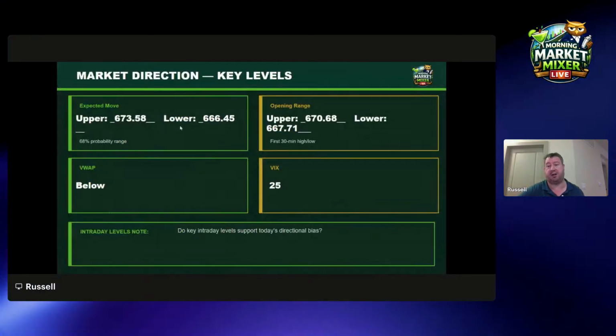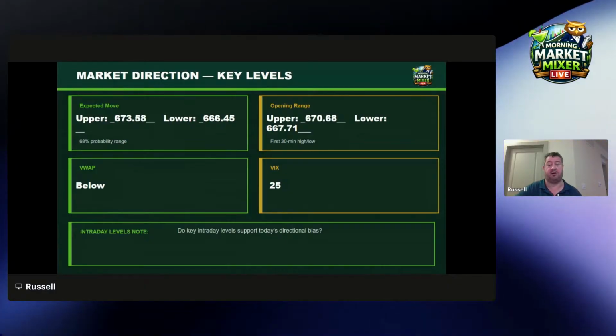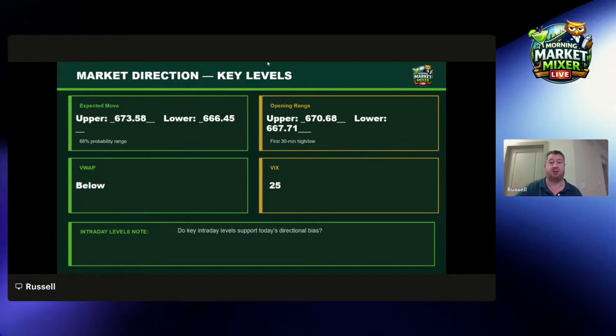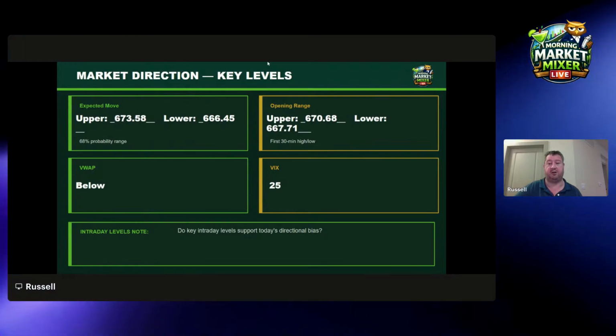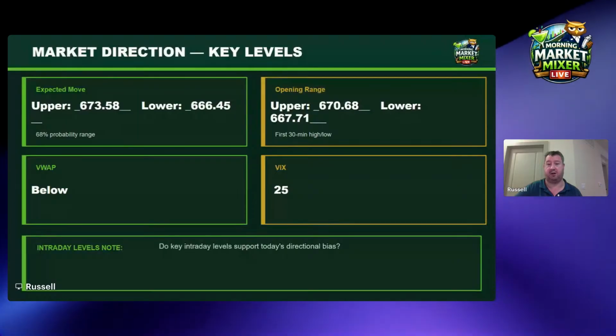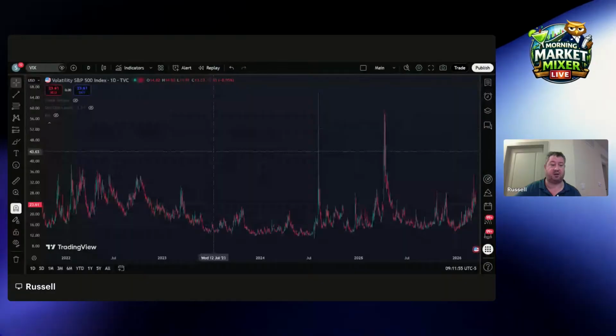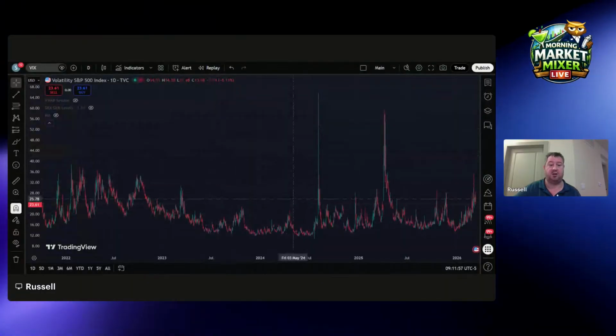So I marked up the expected move in the opening range. VIX is at 20.24 now, actually. So we'll look at what VIX has been doing, and then we'll look at the opening range. Just give the market a little bit of time to settle down on the potential data out in a few minutes. So here's VIX.